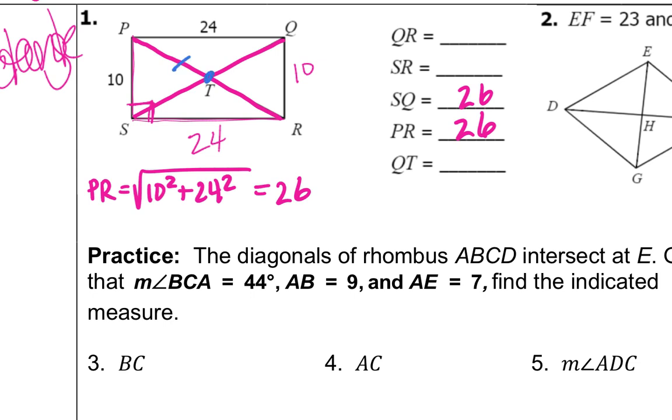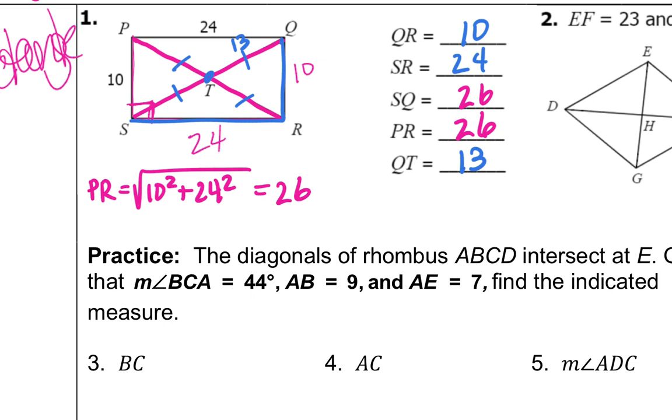So now all 4 of these pieces get to be the same length. And if you take 26 and split it in half, you find out that all the pieces inside are 13. So QT is 13, SR is 24, because that's this side here, and QR is this side here, which is 10. So again, you're going to be doing your Pythagorean theorem, your special right triangles, trig, whatever you need to do.